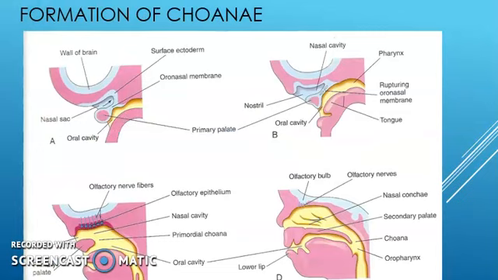Here is a picture in which different stages of the development of the nose are shown. Here is the formation of the nasal sac. There is an intact oronasal membrane. Here you see there is rupture of the oronasal membrane, and here there is wide communication between the nasal cavity and the oral cavity through the opening called the primitive choana, and there is formation of the primary palate. With the formation of the secondary palate, this nasal cavity opens into the pharynx through the definitive choana.